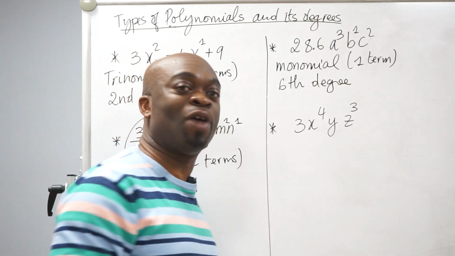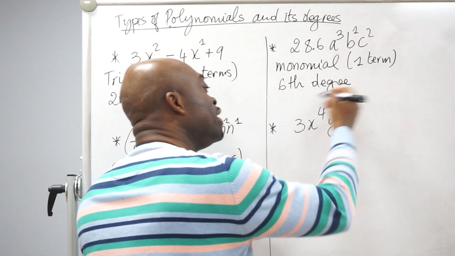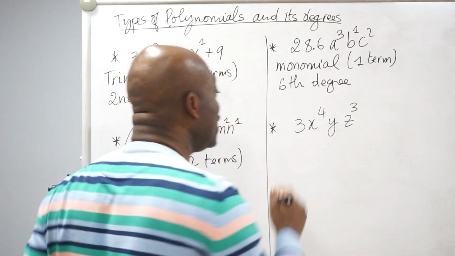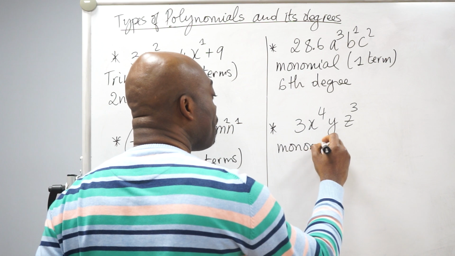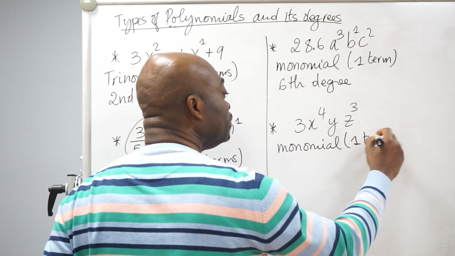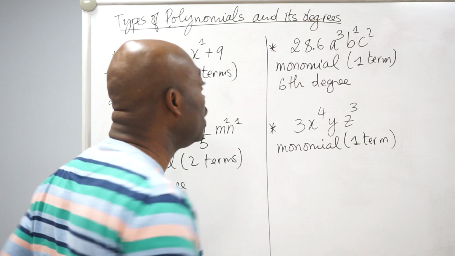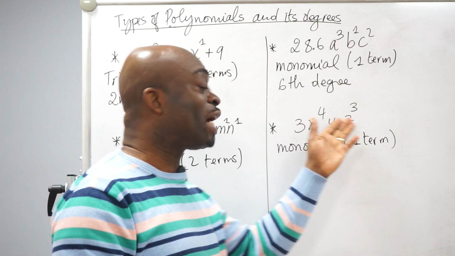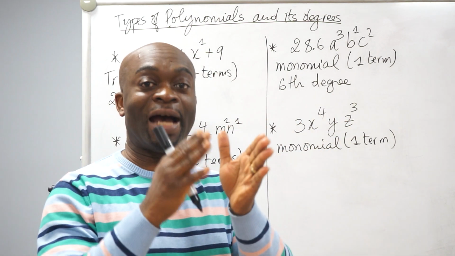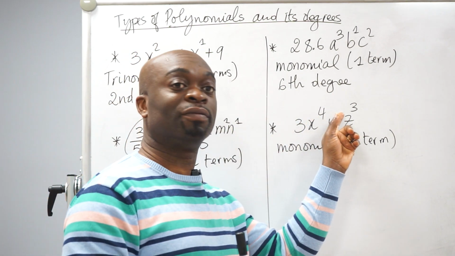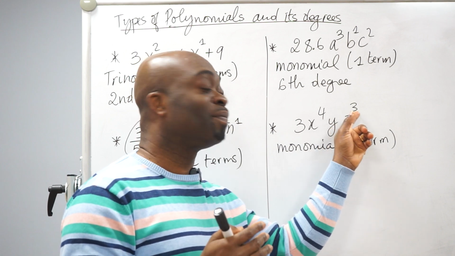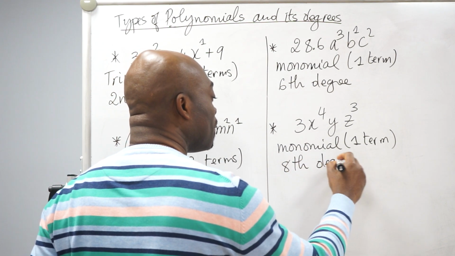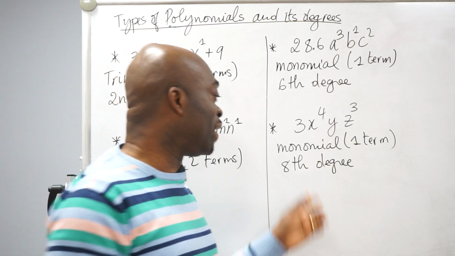All right, so let's take the fourth one now. This one also is a whole, because there's no plus or minus sign between the variables. So this one is also what we call a monomial, which is one term. And because we have a monomial, what's happening to the degree? It's the same thing that we did here. We look at the powers of the different variables and add them up together. That gives you 4 plus 1, which is 5, plus 3, which is 8. So we end up with 8th degree. So our monomial is of 8th degree.